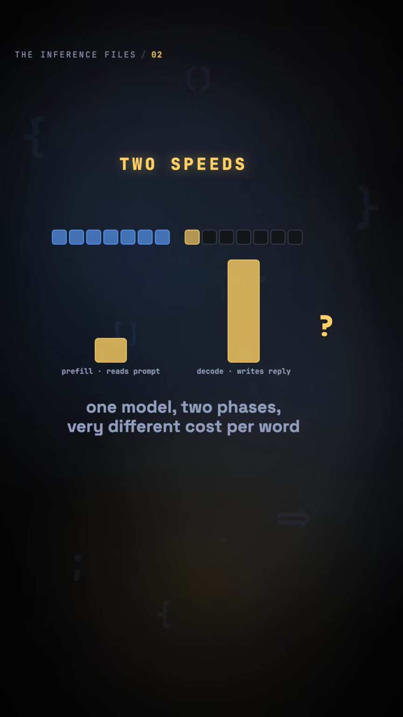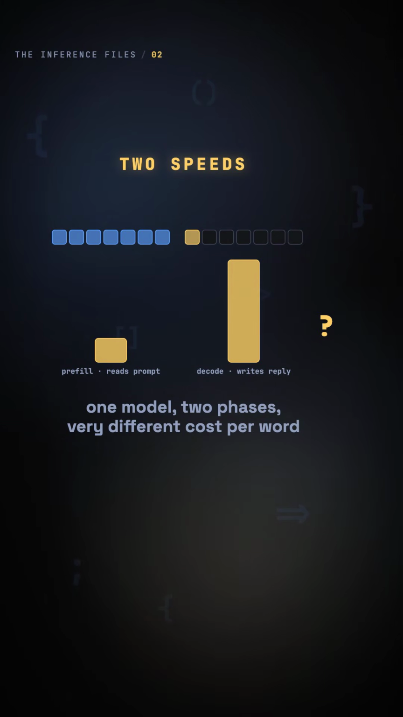Ask a large language model a question and it answers in two phases that run at wildly different speeds. First, it reads your whole prompt at once, then it writes the reply one word at a time. Same model, same chip, yet that second phase costs far more per word. And by the end, you'll see the one number that explains why.